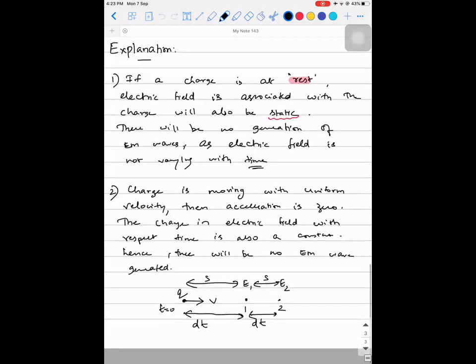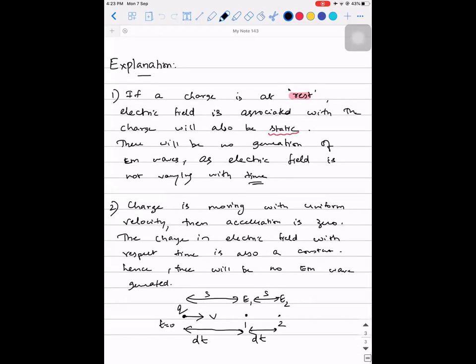Okay. So, at t is equal to 0, when the particle is here, when you calculate the electric field at this point, it will have some amount of magnitude, let me call it as E1. Now, after time dt, when the particle has come here, then what will happen to the electric field at this point? What will happen to the electric field at this point? It will still be E1 only.